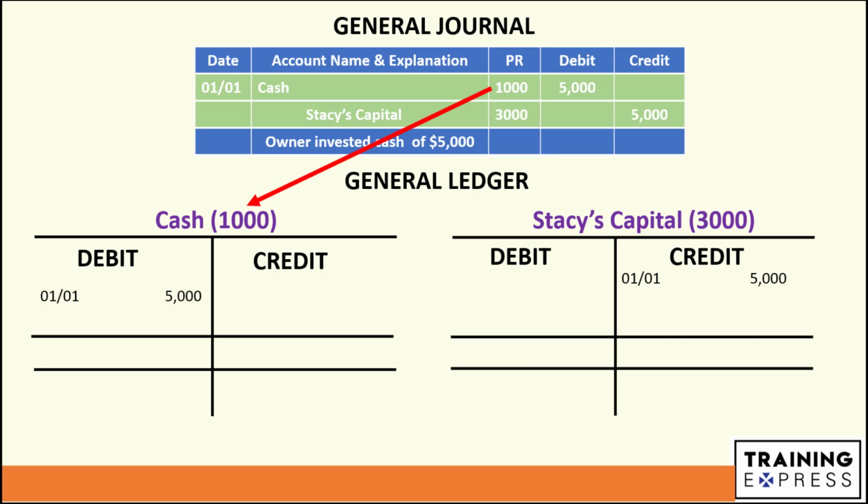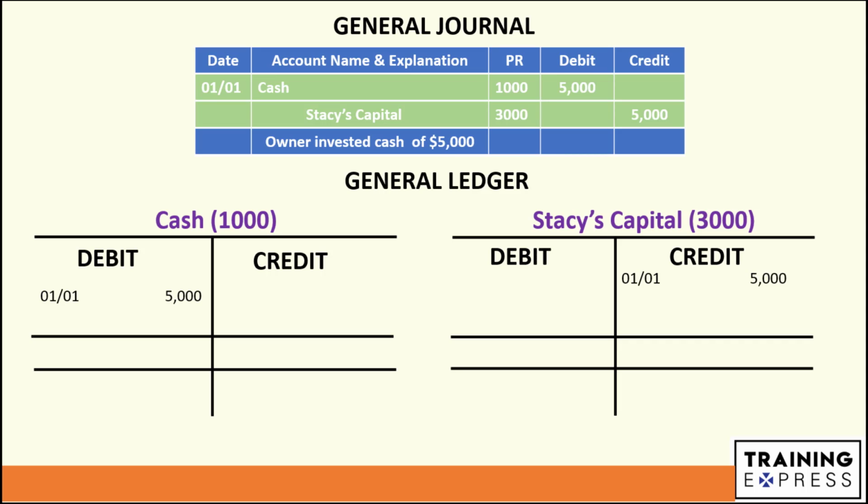Now again you can look at the posting reference. You can see cash posting reference is 1000, and you can see it here. And similarly, Stacy's capital account is 3000, and you can see for posting reference we will be using the same account number over here.